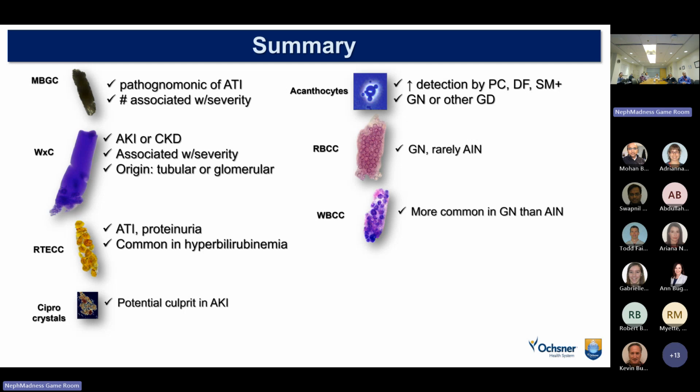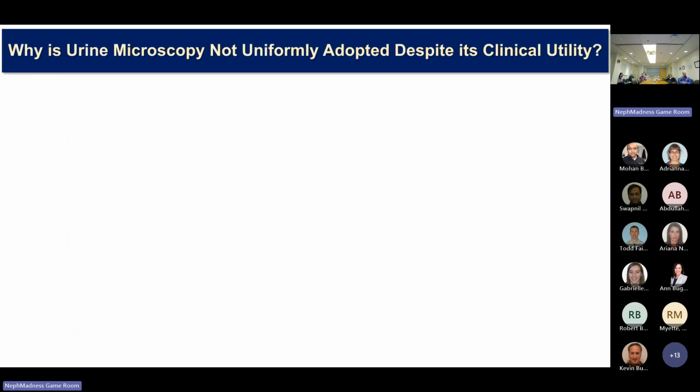WBC casts are more common in glomerulonephritis than in acute interstitial nephritis. And finally, bipolar casts are an indication of advanced proteinuric glomerulopathies. So I have a couple more slides to finish, because the question is, I try to convince you today that uromicroscopy is helpful, but it's not uniformly adopted despite its clinical utility. And why is that?